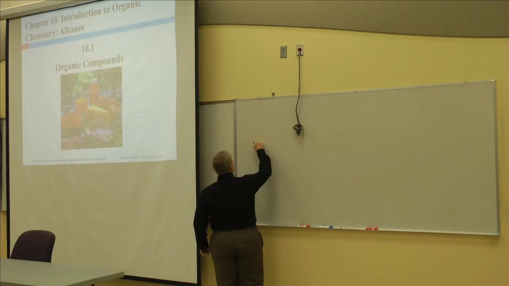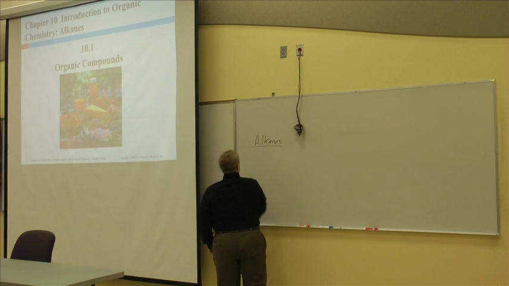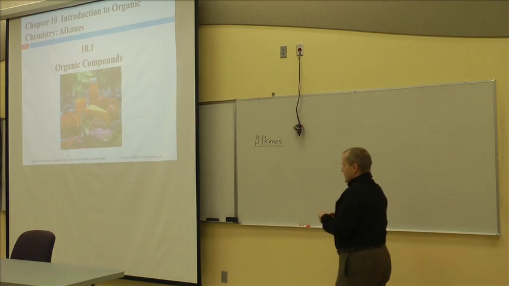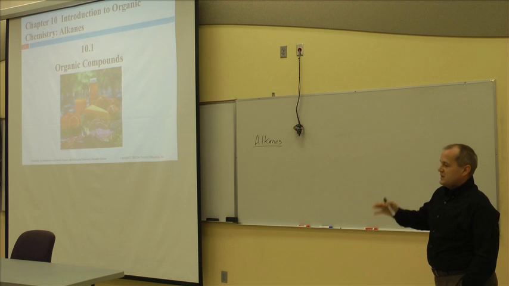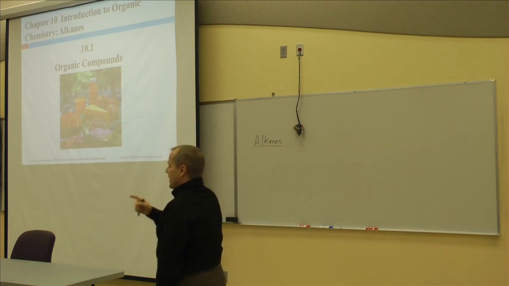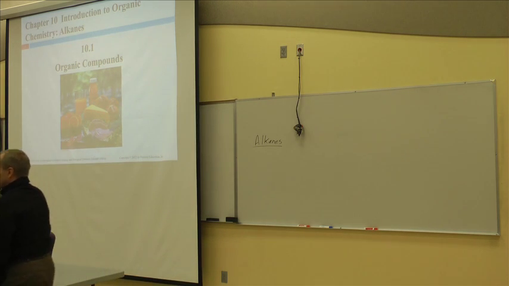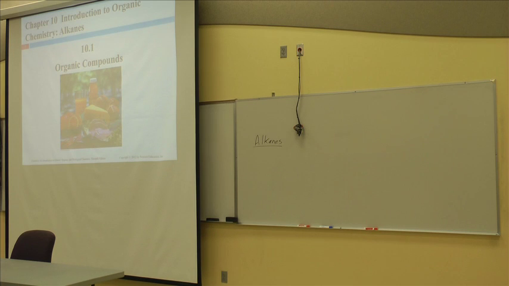We tried. All right, alkanes. Alkanes. That is the simplest class of organic compound. Now, you all have dealt with alkanes in the past. Things like gasoline are alkanes. We've all dealt with them. They're ubiquitous in our life. We use them all the time.